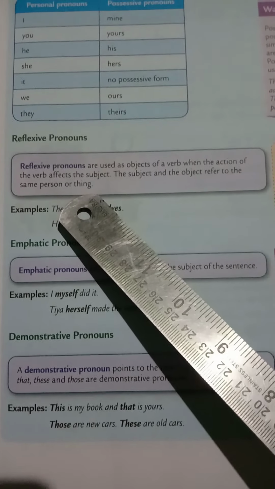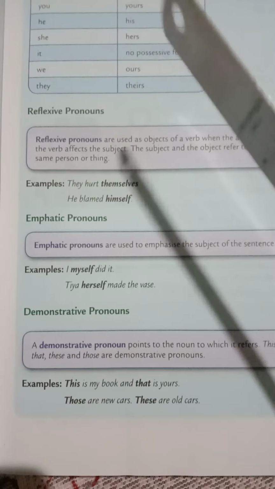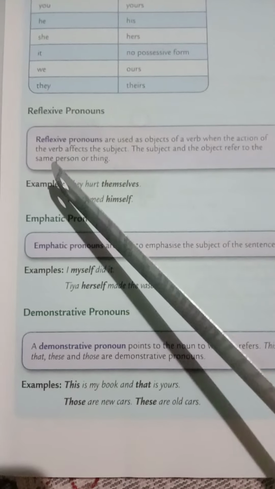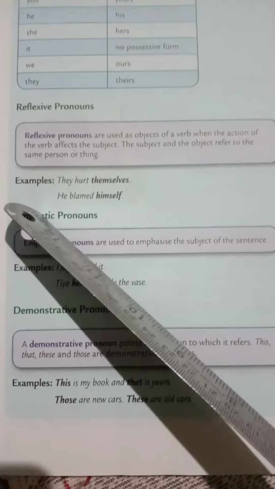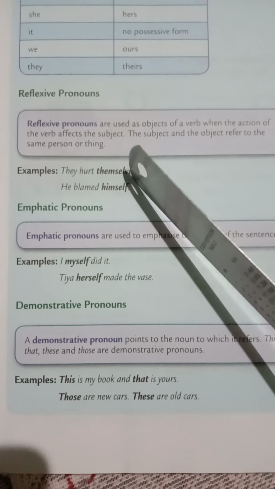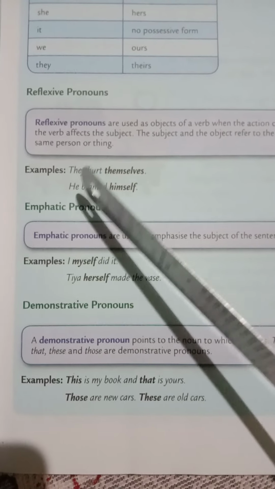So when the action of the verb affects the subject, and the subject and the object refer to the same person or thing, this is a reflexive pronoun. For example, they hurt themselves, he blamed himself. Here themselves and himself are reflexive pronouns. There is a subject and an object, and this subject and object are referring to the same person or thing.